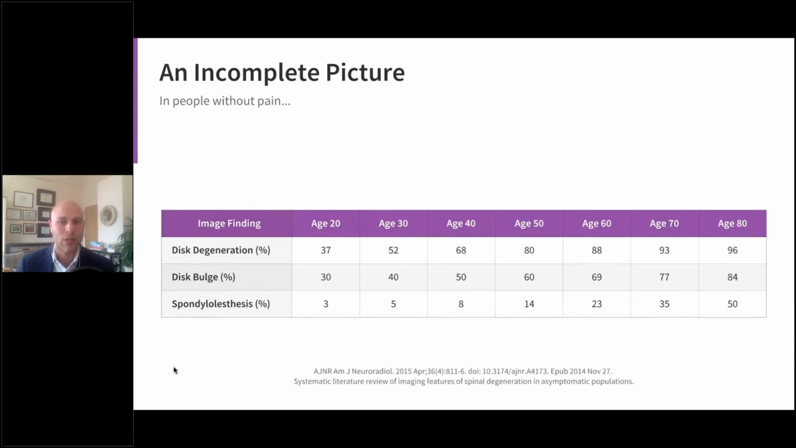And what they found, focusing on that age 50 range, was that at age 50, in people who have no pain at all, 80% of people have disc degeneration. 60% have some kind of bulging of a disc, and up to 14%, this is a huge number, have spondylolisthesis, slippage of vertebrae. And so you would expect that most of those people, if we were living in a purely biomechanical world, would be experiencing some form of chronic back pain. The fact is, none of these people had pain at all.